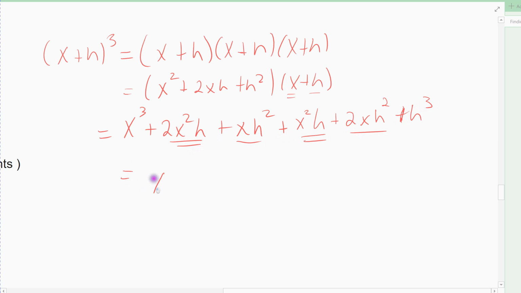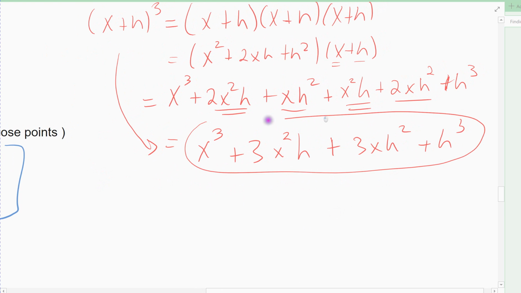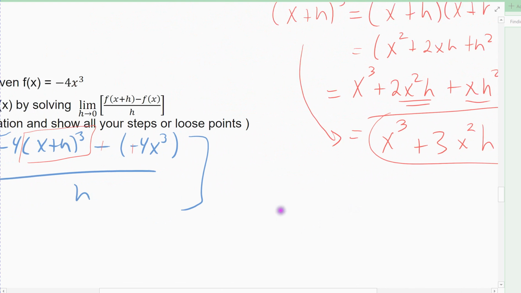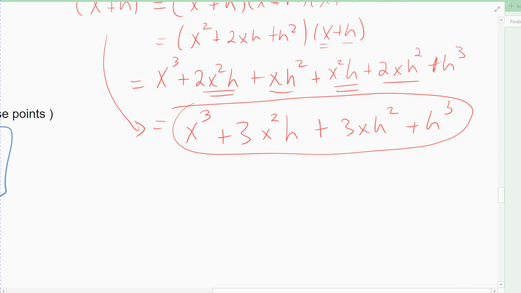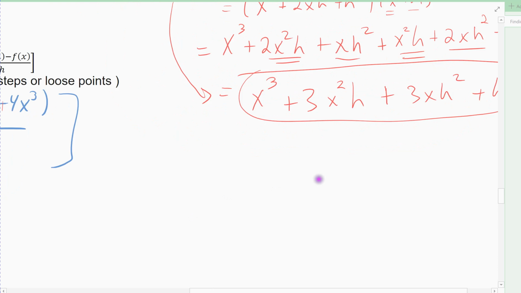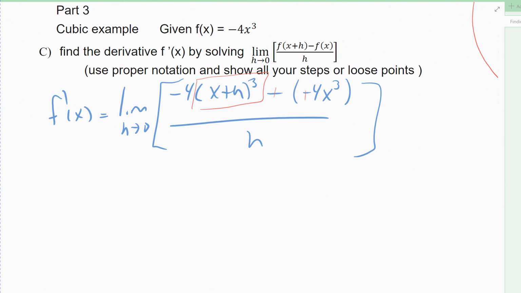And then the last thing is to simplify like terms. Those are my like terms. So I get x cubed plus 3x squared h, 2 and 1 make 3, and then 3xh squared and h cubed. So either you can remember that's what that cube is, or look it up. That's what I'm going to plug in for that cube: x cubed plus 3x squared h plus 3xh squared plus h cubed. That's my scratch work off to the side.